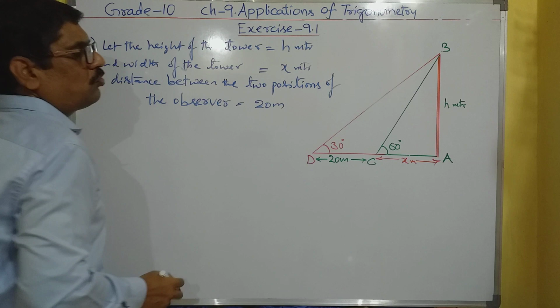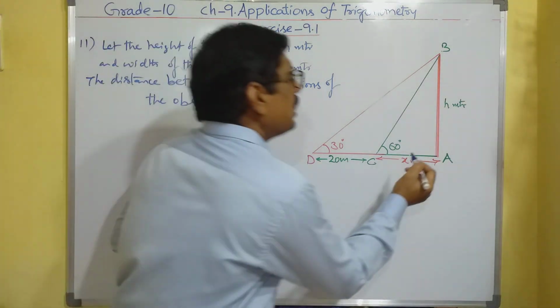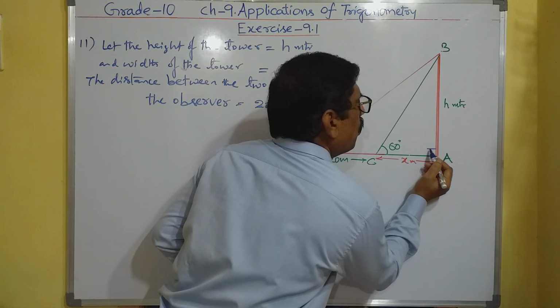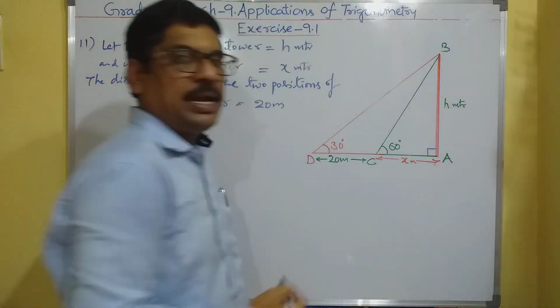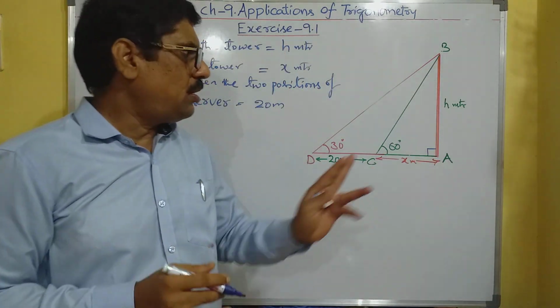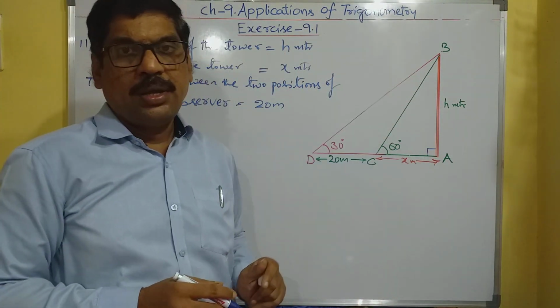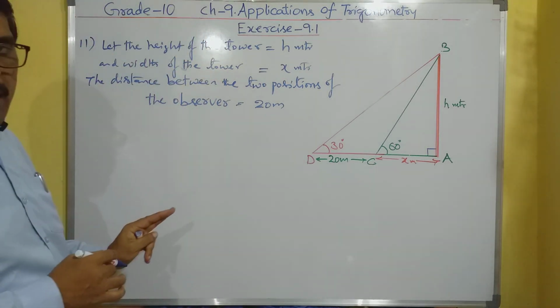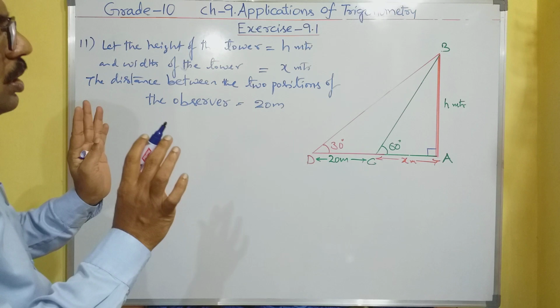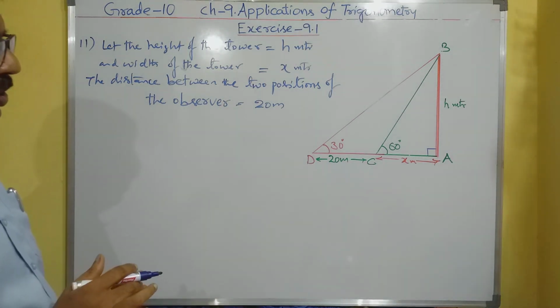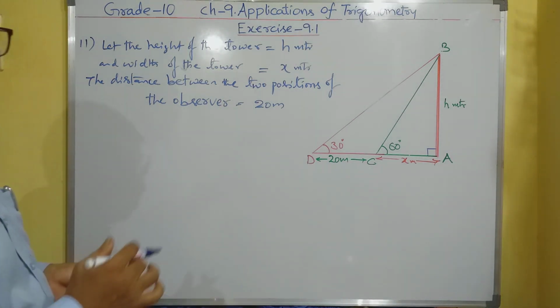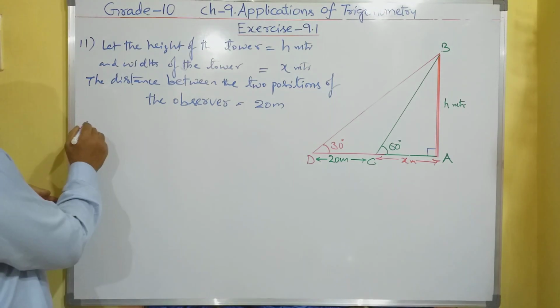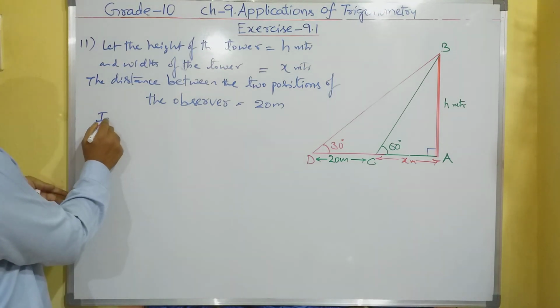So now, this angle is 90 degrees. Why? Because the TV tower stands vertically on the ground. So we have to take this angle as 90 degrees. Now we have the total data in the picture. From this we can find the unknown values. Now let us take the triangles. Here there are two right angle triangles.